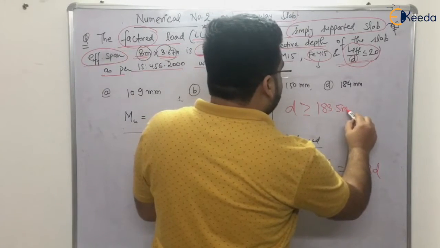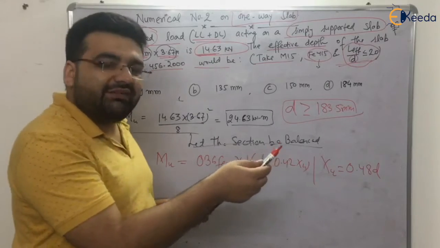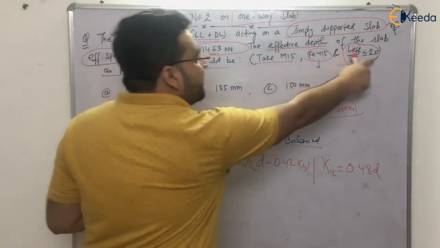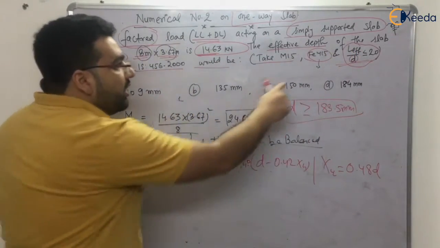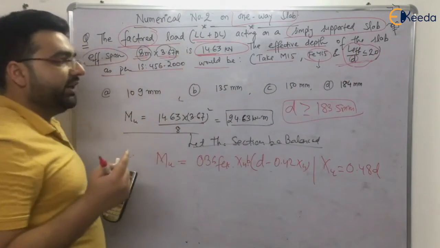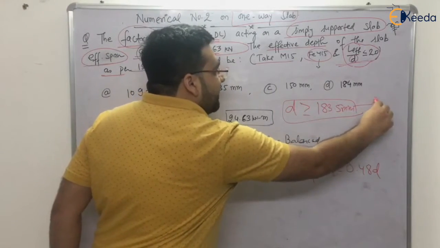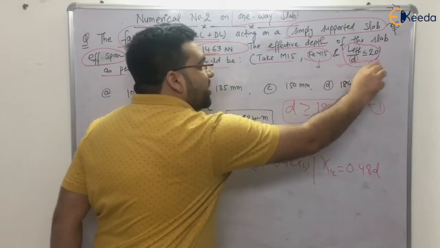183.5 mm, it came out to be. I guess I made some calculation mistake. I wrote 171 point something, right? I guess I divided this by 3 point something, right? So D should be greater than or equal to 3.67 divided by 20, which is 183.5, yeah. So this was the effective depth as per the deflection control criteria.